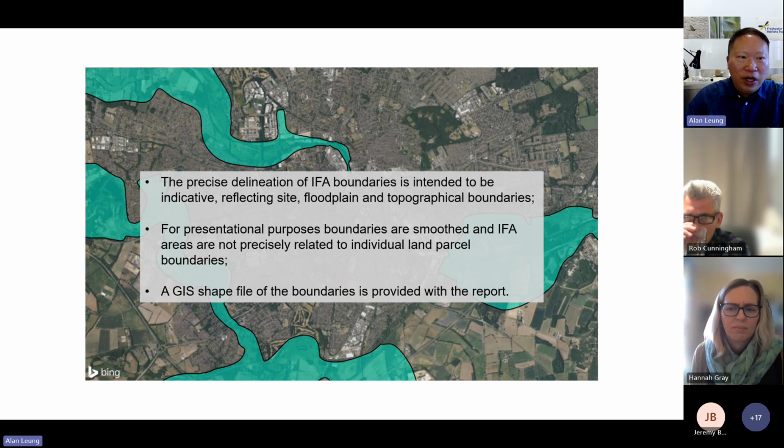So if you're really trying to make use of our map, actually we can provide you the shapefile of the location. And so the exact boundary, if we look at the details, is basically for presentational purposes only. So this is something you may have to pay attention to.